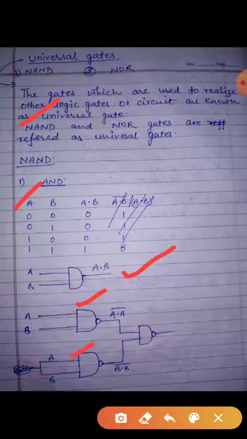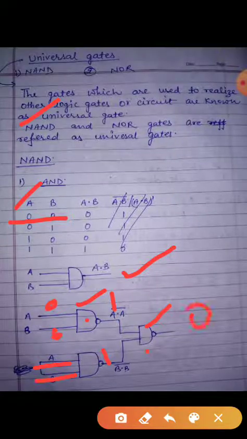Now check with the first example, 0 0. This is a NAND gate. NAND means AND first and then NOT. So 0 0 AND gives 0, reverse is 1. Same thing here: 0 0 gives 0, reverse 1. Then 1 1 will come to the third gate. Here again NAND: 1 1 AND gives 1, and reverse gives 0. Clear? So you can see the same output.